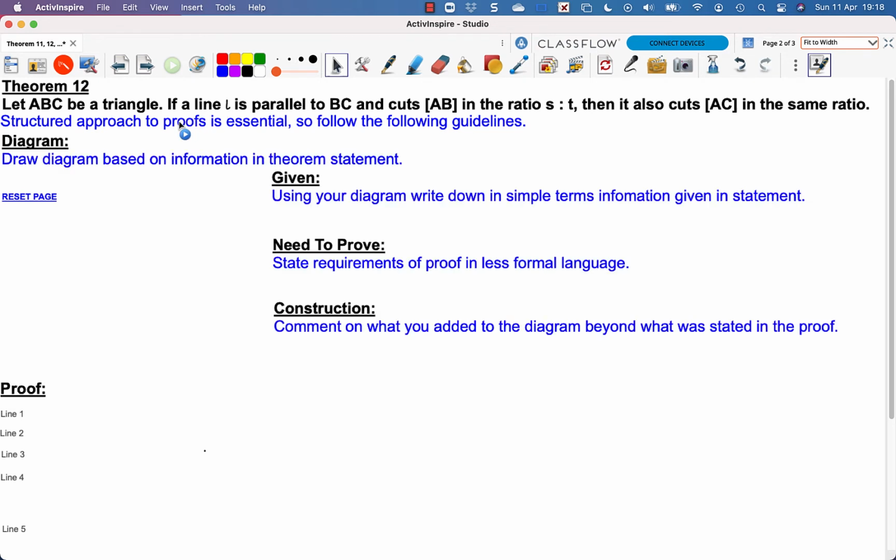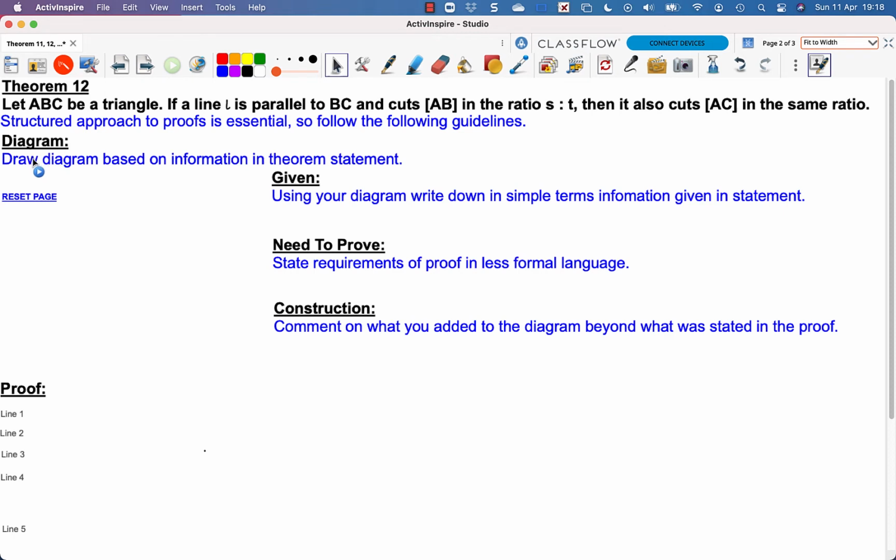There's a structured approach to answering this question. We saw that in Theorem 11. You've got to draw a diagram. You've got to write down what's been given in the theorem statement. You've also got to state what you need to prove. Then you have to adapt the diagram and comment on how you've adapted it. That's called construction. And then you go through the proof bit, which is the formal argument.